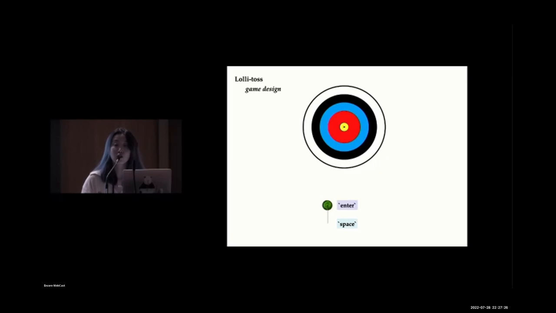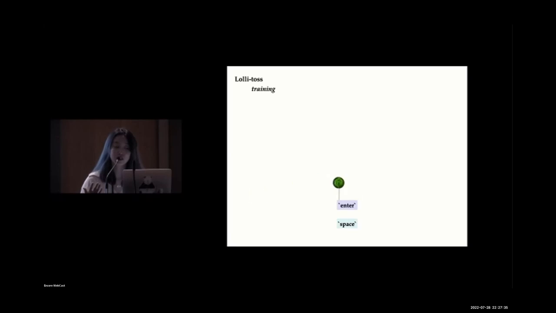And they're going to hold the enter key to shoot it forward. And the longer they hold the enter key, the further away the lollipop goes. Participants get to experience holding both the spacebar and the enter key without the target board being present, so that they understand the functionality of this game without having a direct learning experience.